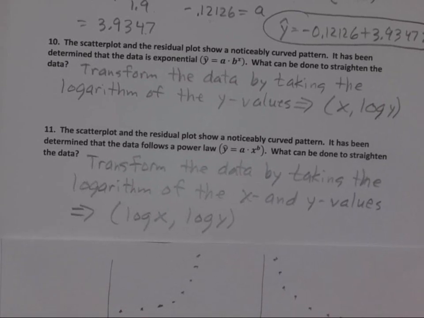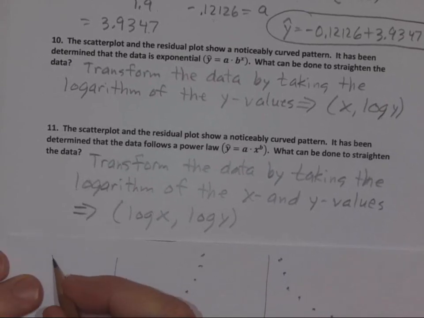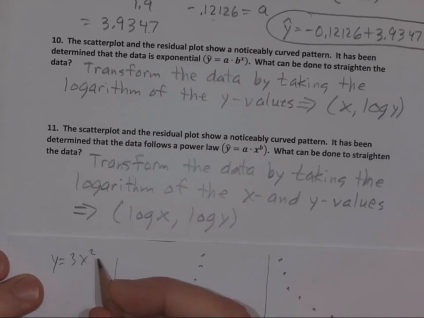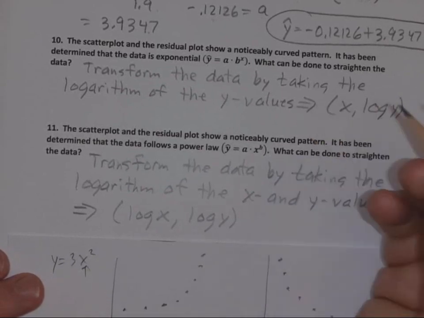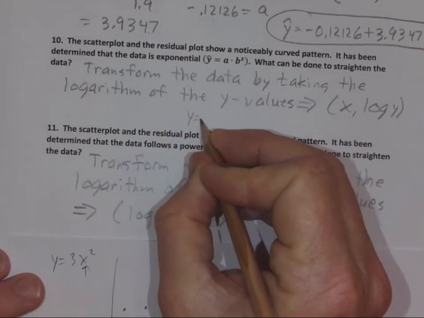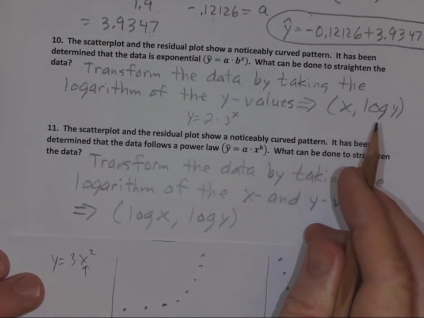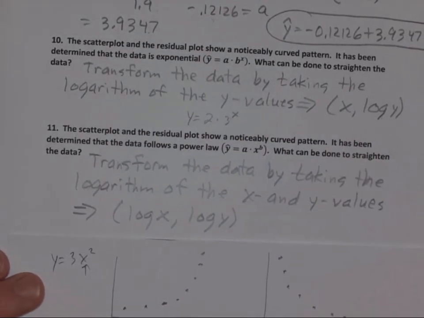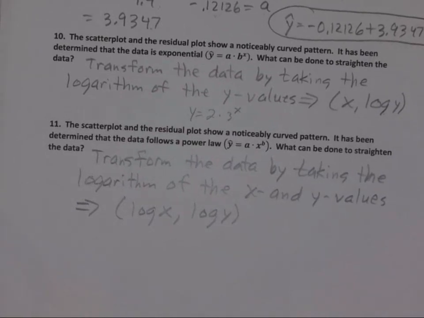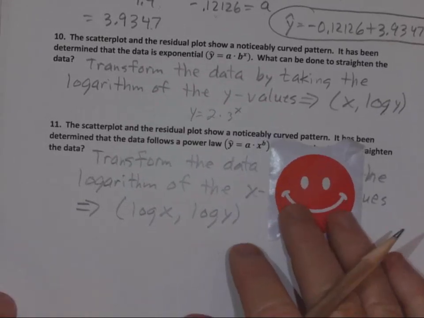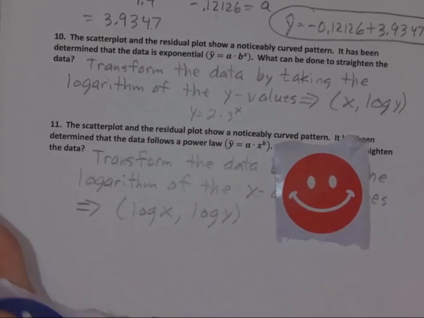If it follows a power law, something like y is equal to 3x squared, okay? You notice x is a base, so the log of x and the log of y will straighten it out. And if it's following an exponential thing, like y is equal to 2 times 3 to the x, it would be x and the log of y that will straighten that out, and you can do linear regression with it. And that's it. That's your review of Chapter 3 and of linear regression.